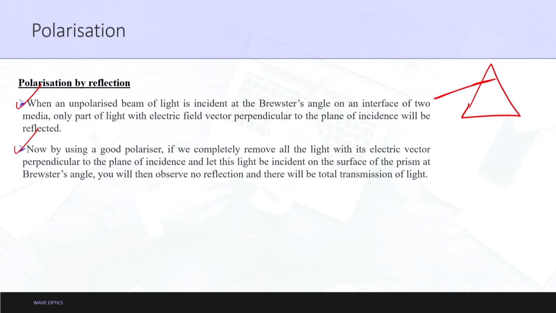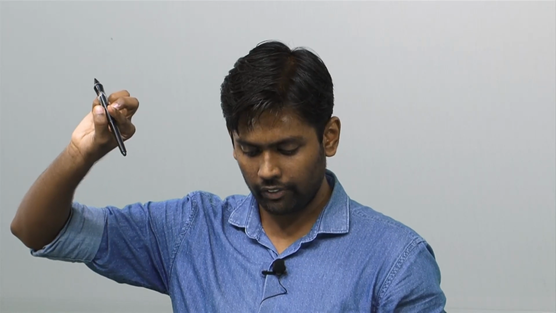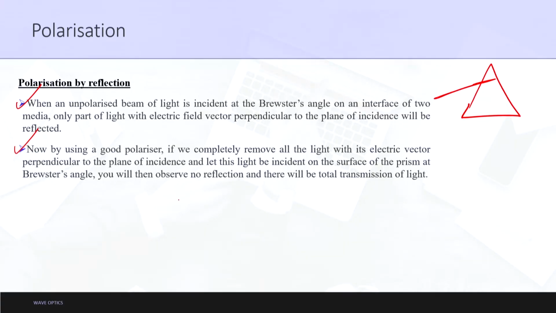If we take Brewster's angle into the picture, if the angle of incidence is such that the angle between the reflected and the refracted ray is 90 degrees, only then is Brewster's angle formed. And if Brewster's angle is formed, then if we take the reflected light and pass it through a prism, there is no reflection observed. So there may be no reflected light, and there will be total transmission of light. Complete light goes inside the prism. This is just the explanation of Brewster's angle.